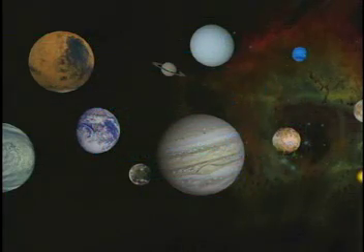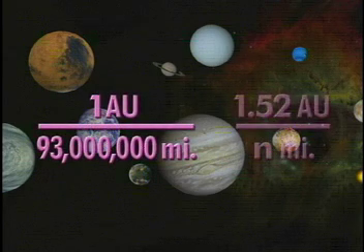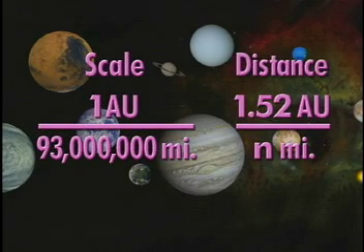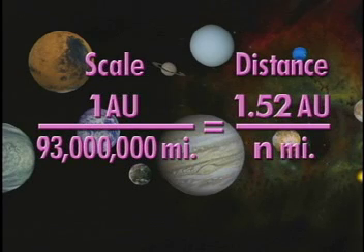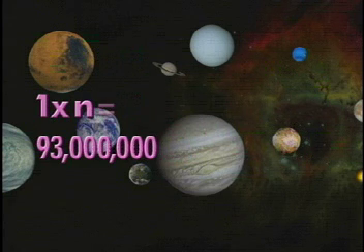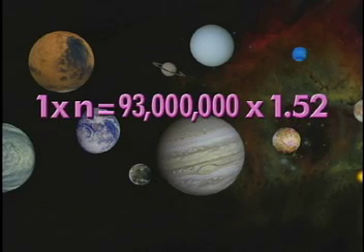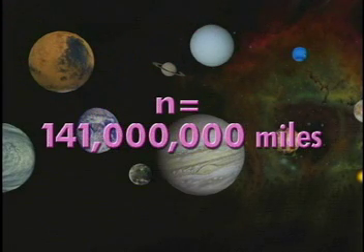Remember the process Jennifer demonstrated earlier in the program to solve problems involving scaling? We can solve the Mars distance problem using a proportion. The first ratio is the scale, and the second ratio is the distance of Mars to the Sun. And n miles represents the distance from Mars to the Sun. After setting these ratios equal to each other, let's find the cross products. The equation becomes 1 times n equals 93 million times 1.52. Multiplying, we get the distance from Mars to the Sun to be approximately 141 million miles.